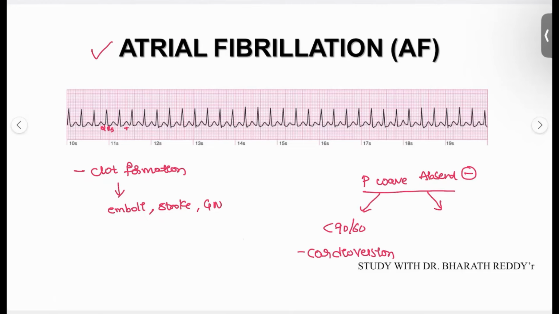Let's say that the patient is normal, his vitals are stable. Then you can go for the treatment. What is the drug of choice for this patient? That is the amiodarone. Okay, this is the drug of choice.